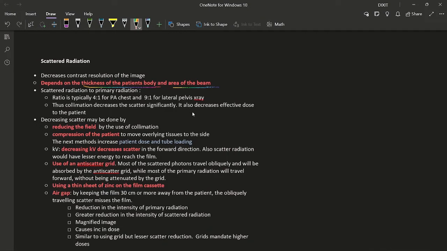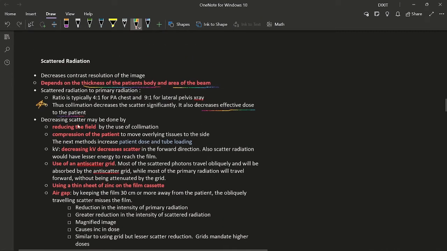Also, by cutting off the unnecessary width of the beam, it decreases the effective dose to the patient. Just one thing: don't confuse collimation with anti-scatter grids. Just something to keep in mind. In questions, they might interchange these two and ask you some question related to it.